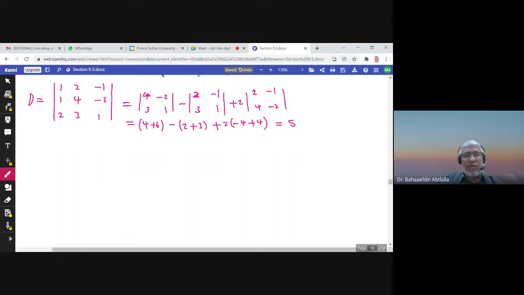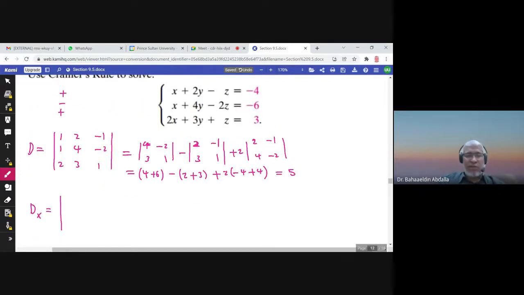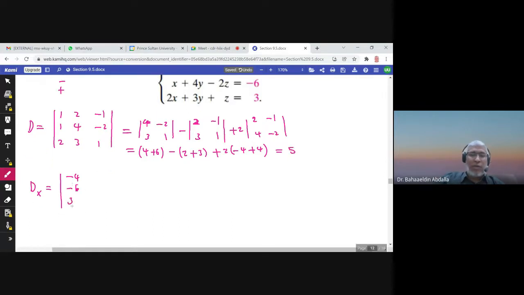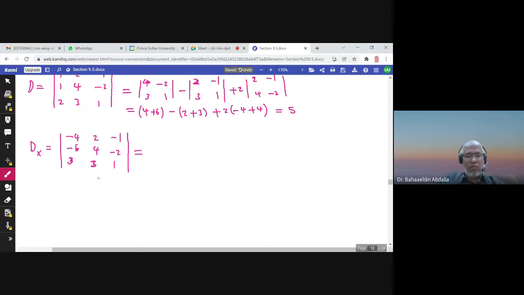Okay, now let us find Dx. I replace the first column by the constants. The constants are negative 4, negative 6, and 3. The second column and the third column, I do not do anything with them. Okay, this is the determinant, this is Dx. Let us find Dx. Choose any row or column to expand. Well, let me choose the last row.